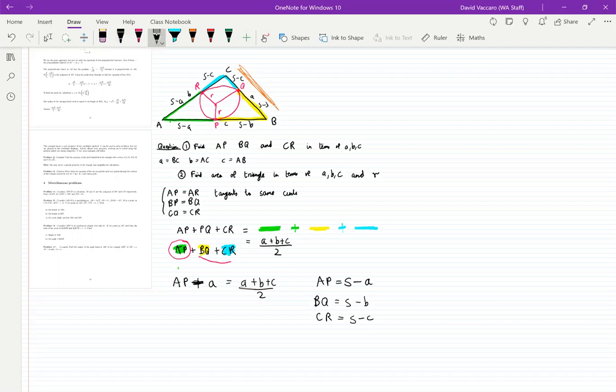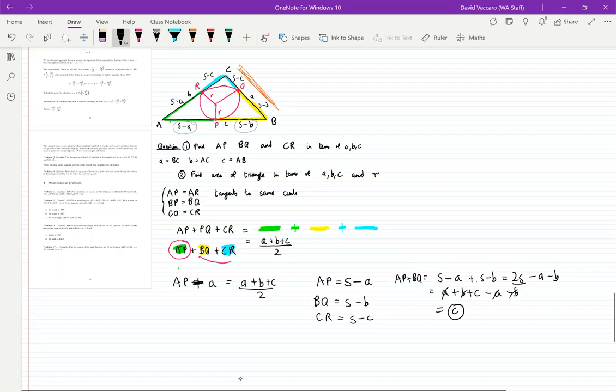Okay, let's just sort of check that the machinery is working. If I add S minus A plus S minus B, which is what I think AP plus BQ should equal, I end up with 2 lots of the semi-perimeter minus A minus B, but 2 lots of the semi-perimeter is just the perimeter, A plus B plus C. Then I subtract A and B, and so I just get left with C. But that's exactly what I should get if I add AP, which is this length, and BP, which is this length. I should just get the length of AB.